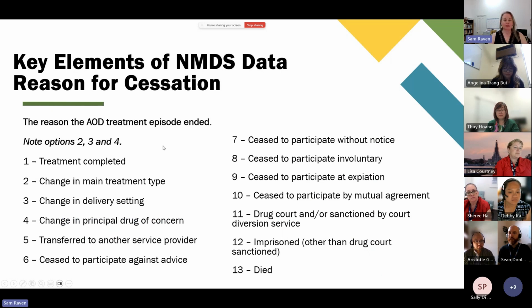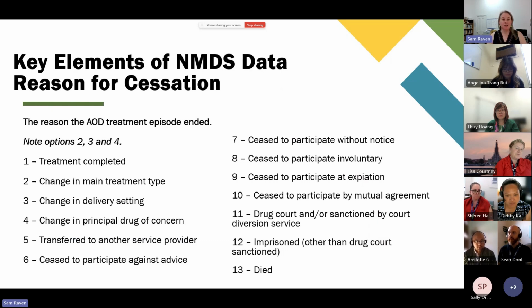Okay, then it asks for a reason for cessation when you close a treatment episode. There's a number of possible reasons that the NMDS collects. The first one is treatment completed. They've finished, they've moved on, treatment is completed, so we're going to close the treatment episode. Numbers 2, 3, and 4 are the three that I mentioned at the beginning.